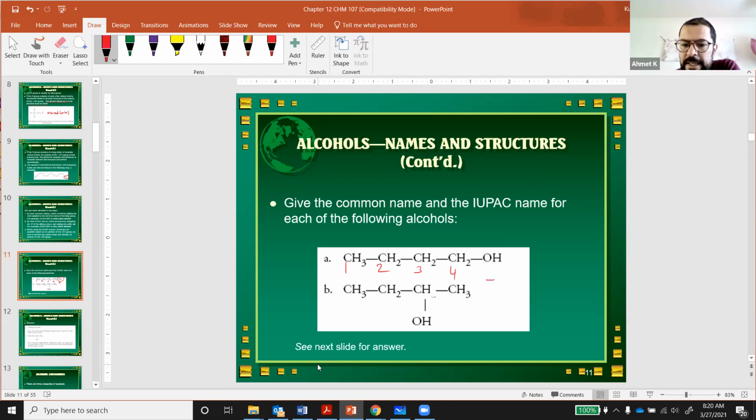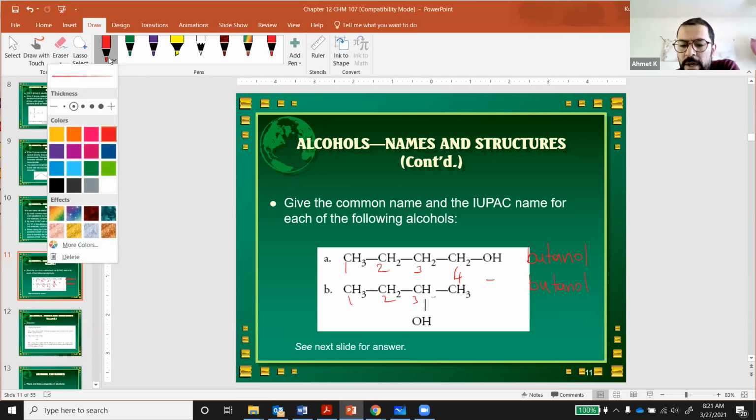So the first one, if you look at it, this is going to be butanol. It was butane, and I'm just going to add -ol. But now, as you can see, this is butanol too, 1, 2, 3, 4. So which one are you talking about? What should I do here? The second one should have a 2 to it: 2-butanol. Very good, right? Why is it 2?